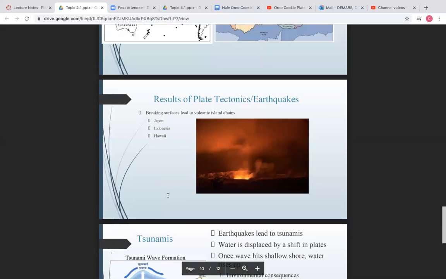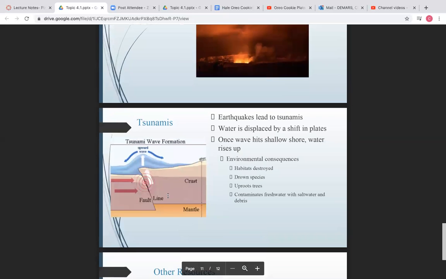So there are a lot of things that can result from plate tectonics, such as earthquakes, volcanoes. We know these volcanoes can actually form islands. They can also form tsunamis. A lot of times at those plate boundaries where earthquakes happen, it causes one of the plates to shift upward, and it pushes a lot of water up and creates a big wave.